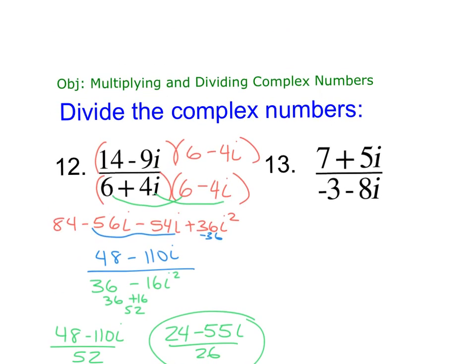So for number 13, whoa, what did I just do? I just moved it by accident. How did I do that?